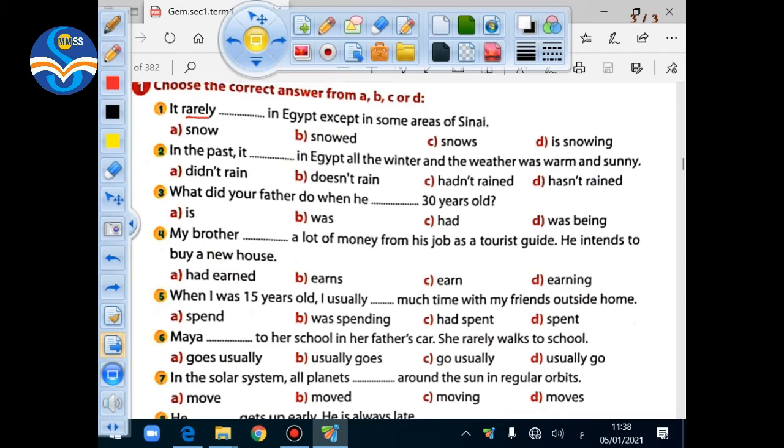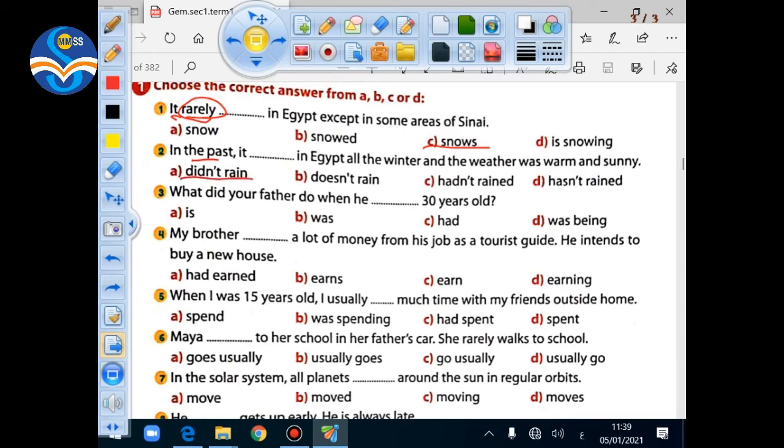It rarely. Rarely is a keyword of the present simple. And I've got here it, so it is verb plus S. So it rarely snows. Second question. In the past, this is a keyword of the past simple, so I put ed. In Egypt all the winter the weather was warm and sunny. It is past, and I've got a negative form, so it is didn't.